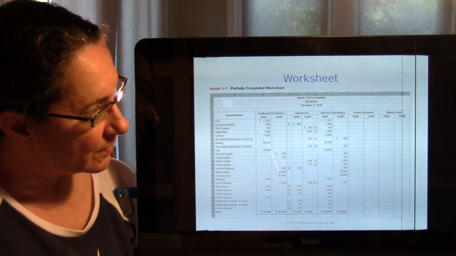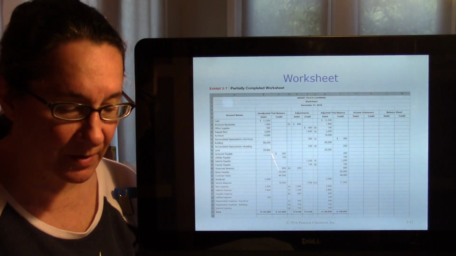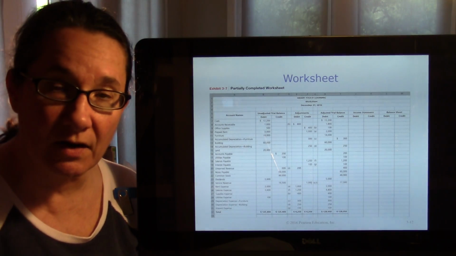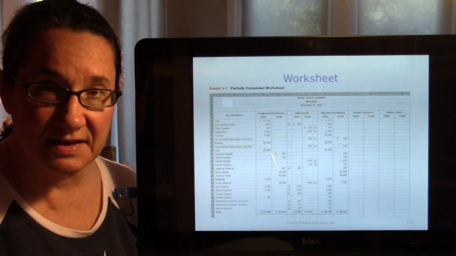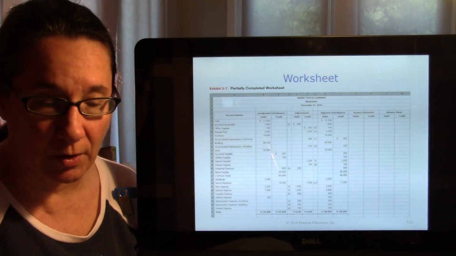So let's look at an example of a worksheet. You may want to look at it in your book, or you may even want to open that worksheet we're going to use for the Excel assignment, the one for Javelina Corp.